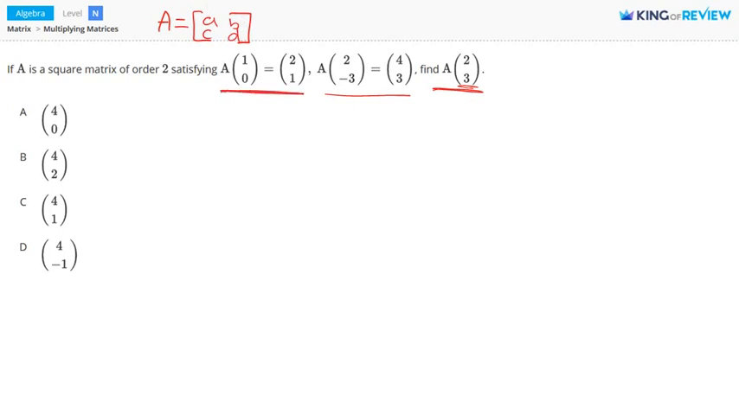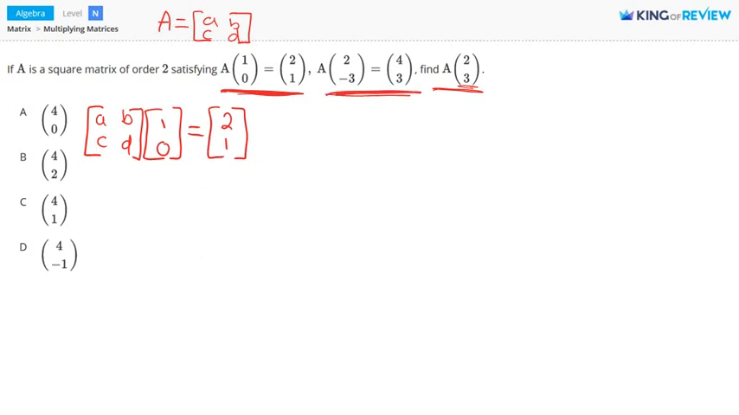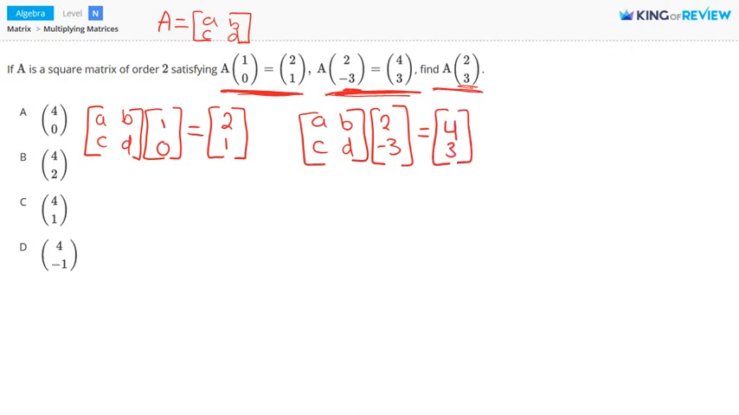So let's set up our first equation here. Matrix A, which we are calling the entries a, b, c, and d, is multiplied by this matrix to give the matrix with the entries 2 and 1. That's our first equation here. Now let's set up our second equation here. Matrix A, with the entries a, b, c, and d, is multiplied by this matrix, 2, -3, and it's equal to the matrix that has 4 and 3 for the entries.